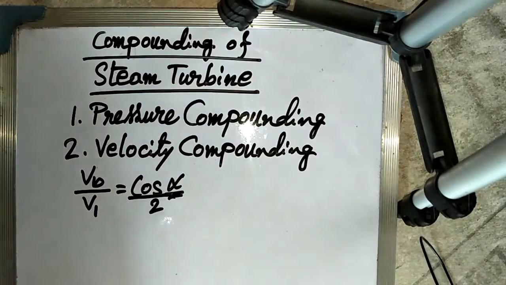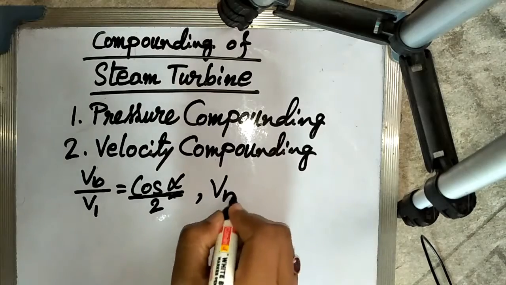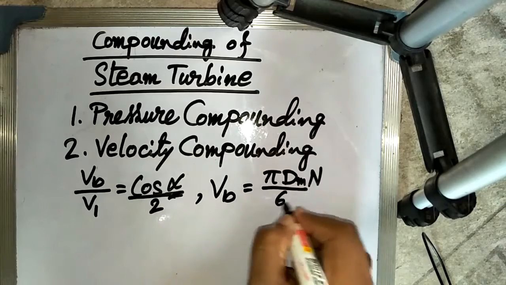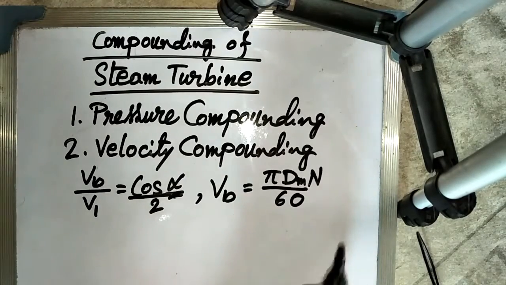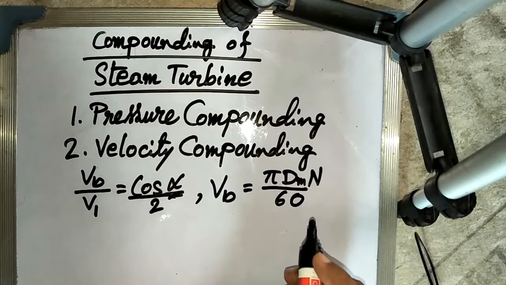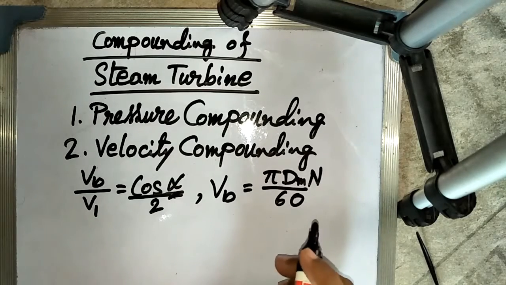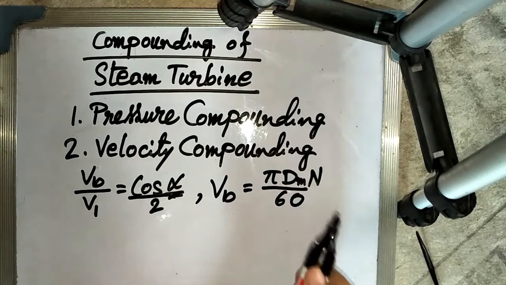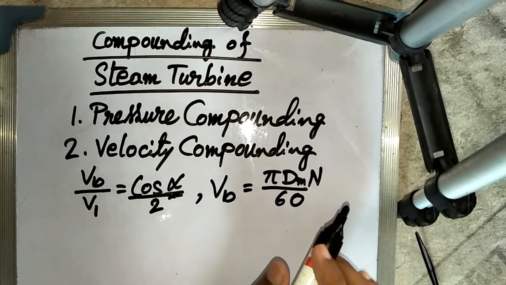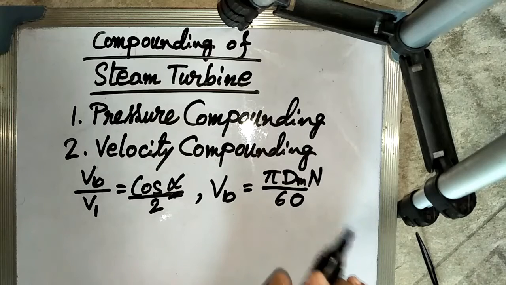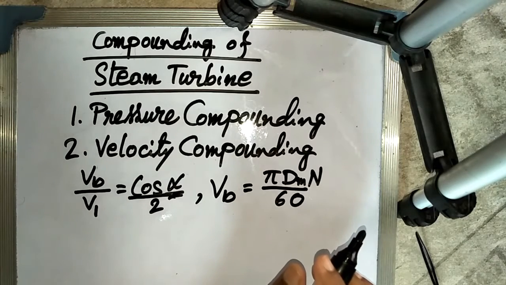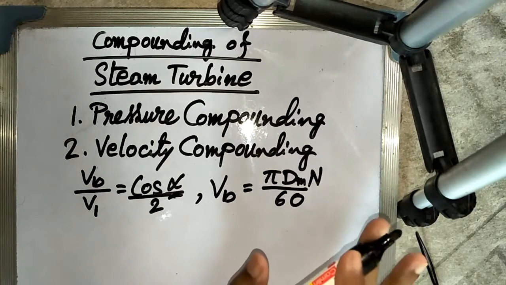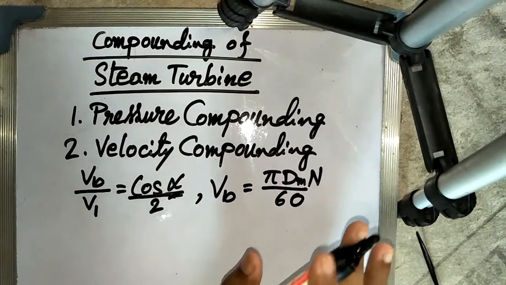And again we know that Vb equals pi dm n by 60. Therefore, if dm, the mean diameter, is fixed at some economic value, the speed n, the rpm, becomes very large. Thus, the single stage impulse turbine, also called the De Laval turbine, has inherently high rotative speed. So if n is fixed, the diameter of the wheel becomes too large.